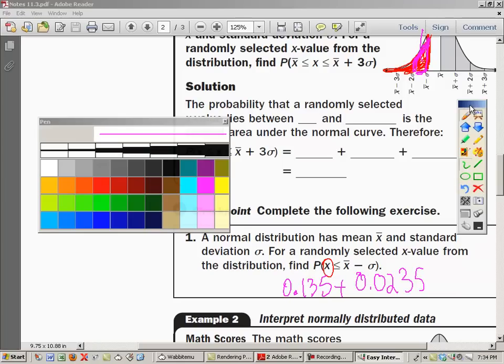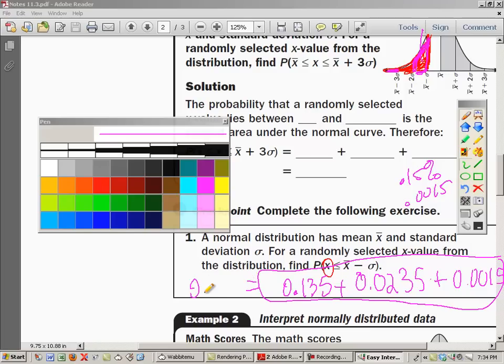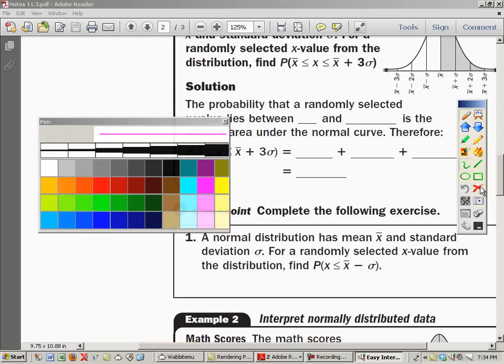And the probability that it's over here in this little skinny region, more than 3 standard deviations below, becomes 0.0015, because again, 0.15% is the same thing as 0.0015. So then I would add all of those things together, and it would tell me that the probability that x will be less than or equal to 1 standard deviation below is going to be 0.16. All right? All right, so now let's take a look at some normally distributed data.